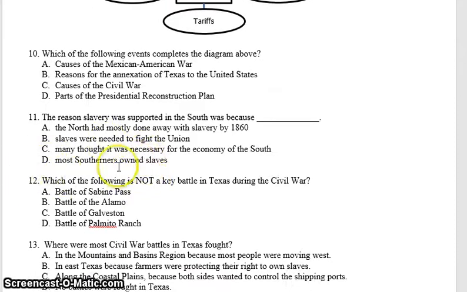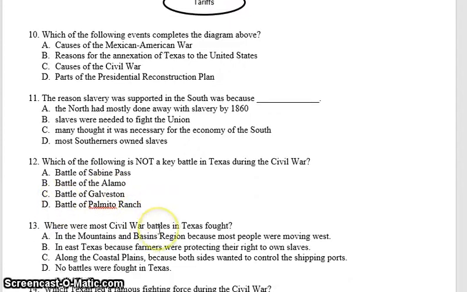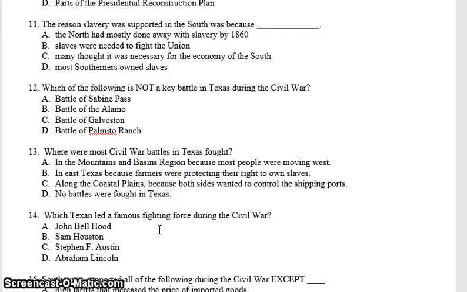Number 12. Which of the following is not a key battle in Texas during the Civil War? A. Battle of Sabine Pass. B. Battle of the Alamo. C. Battle of Galveston. D. Battle of Palmito Ranch.